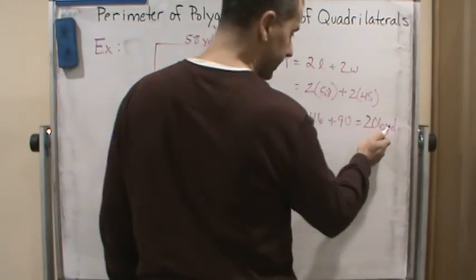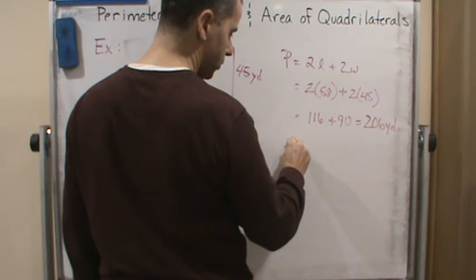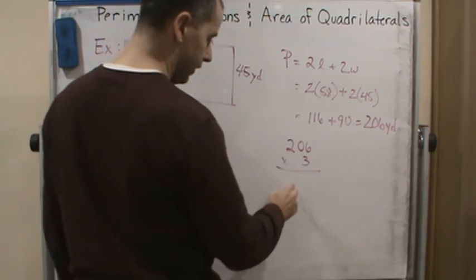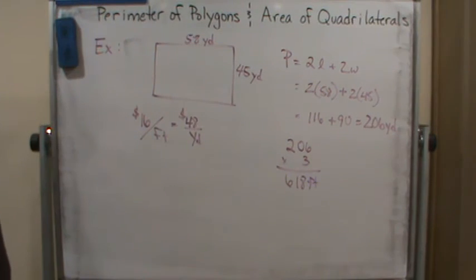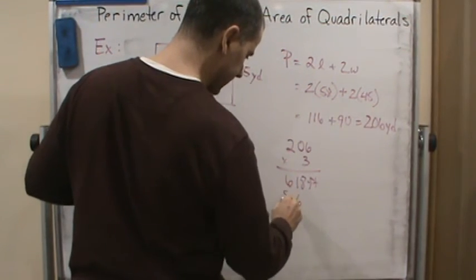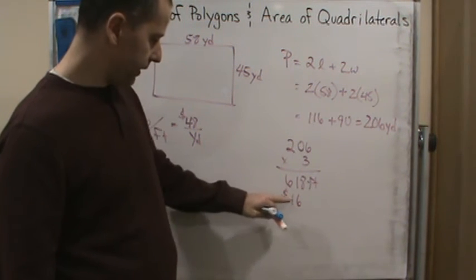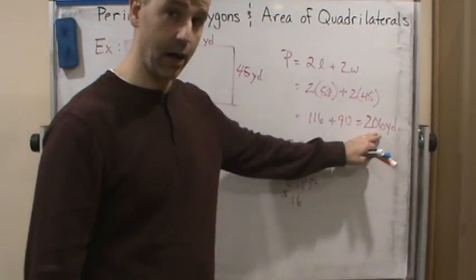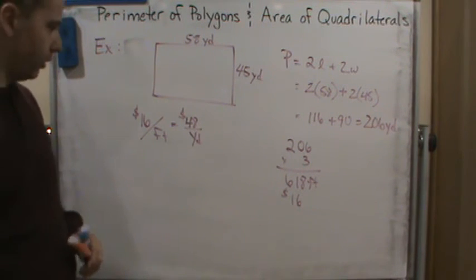Or you could change this into feet. So by multiplying this by 3, you could do 206 times 3, which is going to give you what? 618 feet. And then you could take 618 times $16. So either you could do $16 per foot times 618 feet, or you could take 206 yards and multiply it by $48 per yard. You'll get the same answer. Okay, so what is that answer?